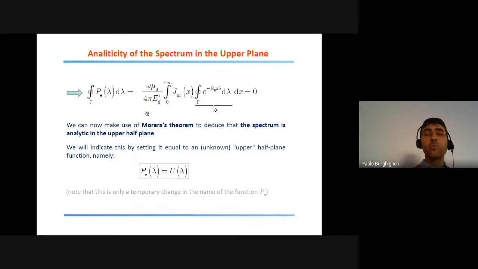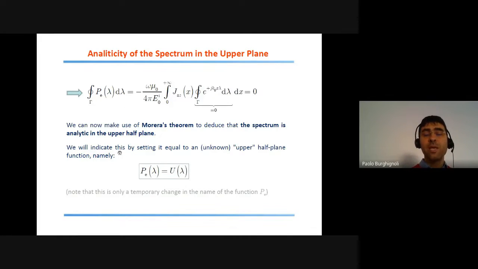Now, we can use Morera's theorem, which you may remember is a sort of converse of Cauchy theorem. Morera's theorem says that if you know that your function integrates to 0 along any closed contour, then that function must be analytic. So we may conclude that our spectral function is analytic in the upper half plane of the complex lambda plane.